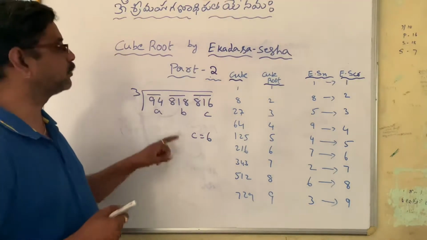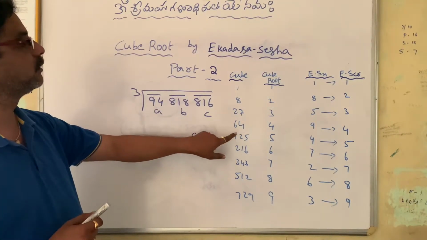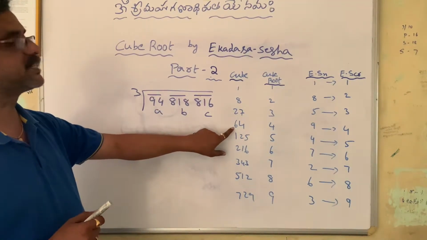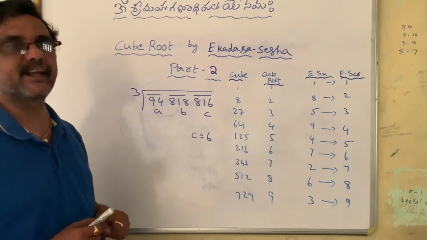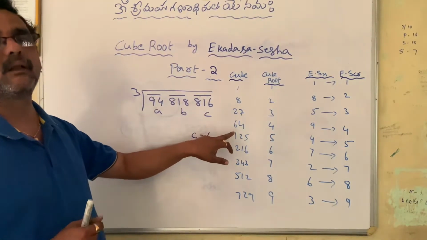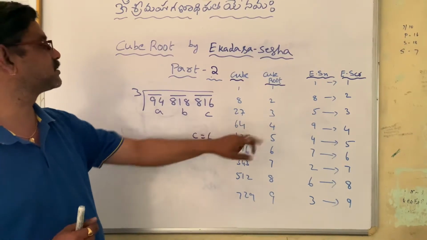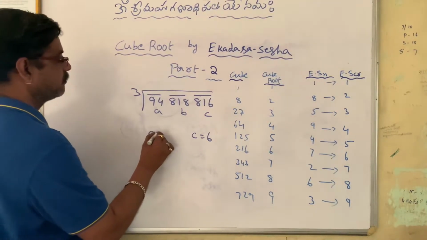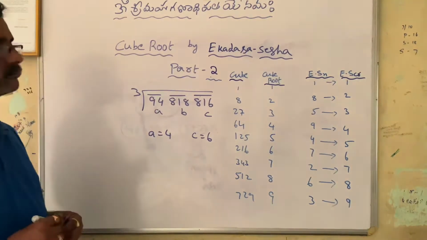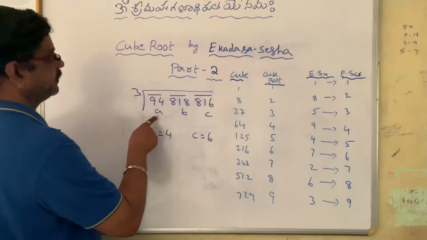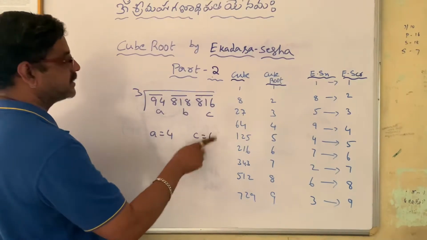94 is near to the perfect cube 64, because 94 is not a perfect cube. The nearest perfect cube less than 94 is 64. So its cube root is 4. So A will be 4. Okay, A is 4, C is 6.